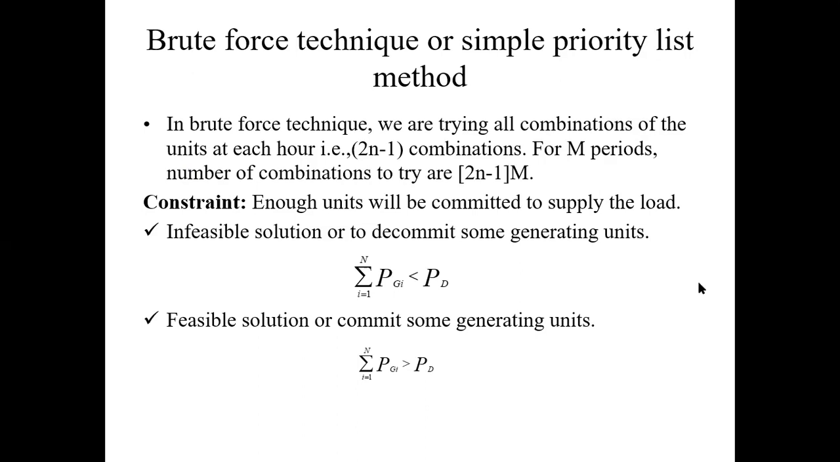This can be denoted by a simple formula: P generation less than or equal to power demand. PGI less than PD. PD represents the power demand, PGI represents the power generation across the unit. And a feasible solution of committing some generating units can be represented by the simple formula that power generation is greater than the power demand.